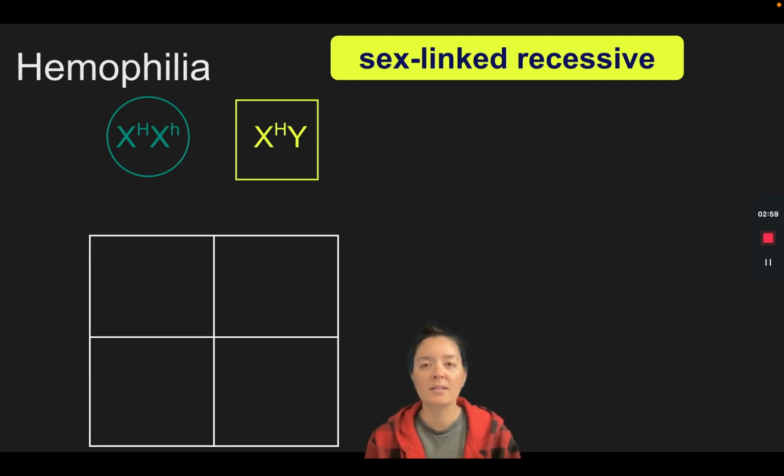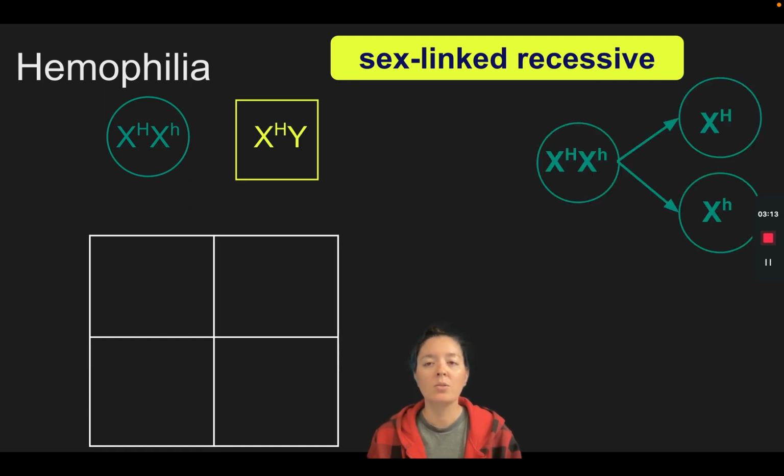To set up a sex-linked Punnett square, we need to first break down what the gametes are going to be on the outside of our Punnett square. So here we have the circle to represent the female and a square to represent the male. A female is going to donate one X chromosome to each of her gametes. So we're going to have an X and an X for our two gametes on the outside of our Punnett square. Attached to those X's are the letters for the genotype of hemophilia.